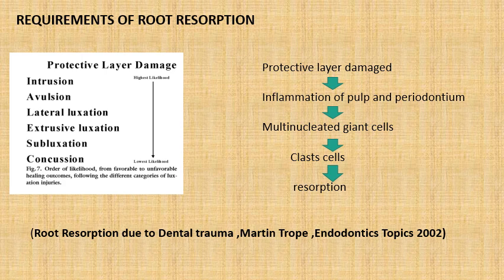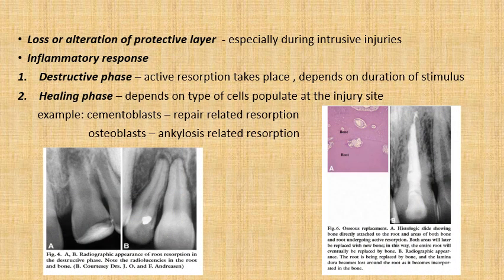When these get damaged, there will be severe inflammation of the pulp and periodontium, because of which a lot of inflammatory cells like giant cells and clast cells will come. When osteoclasts come, what happens? Automatically resorption will happen. Your protective layer is getting damaged and there is severe inflammation happening. So what is inflammation? There are two phases in it: one is a destructive phase, one is a healing phase. The first thing that happens is the destructive phase.